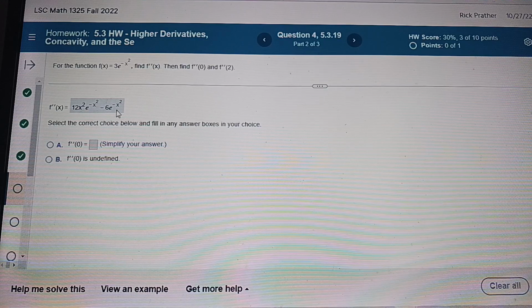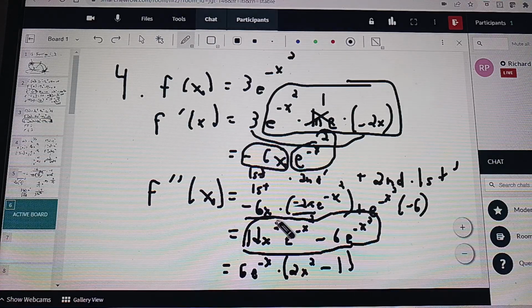Now, plugging 0 in here does not make the answer 0, because even though 0 squared is 0 and there's no such thing as negative 0, you're going to have negative 6 e to the 0 remaining. So this whole part here does equal 0 because the regular x is going to turn into a 0 and multiply to 0 and make 0.